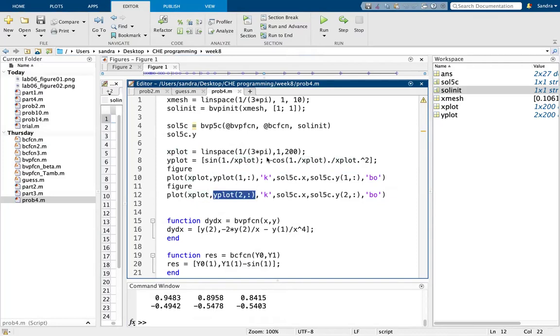Now in the second figure, what I plot is I have the x plot, and I get the y dash that is calculated analytically using this formula. Then I also plot the x value and the corresponding second row, which is basically extract the y dash for me. Okay, so I'll have two figures.